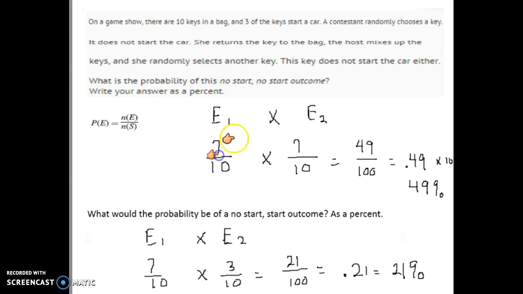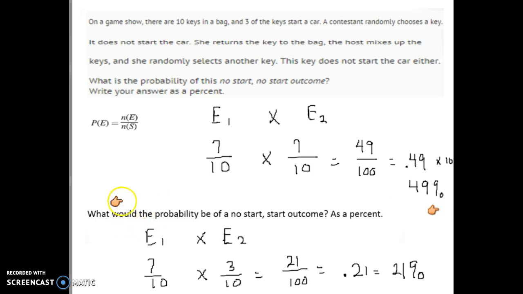So event 1. Now, there are 3 keys that start the car. That means if we subtract 3 from 10, there are 7 keys that do not start the car. So 7 divided by 10 is going to be the chances of her getting a no start on the first draw. Now, she puts the key back in the bag. So we still have the same probability that she's going to get a no start the second time. So we're simply going to multiply these. 7 times 7 is 49. 10 times 10 is 100. So if we divide this, multiply by 100, we get 49%.